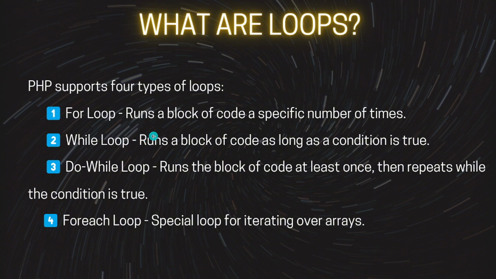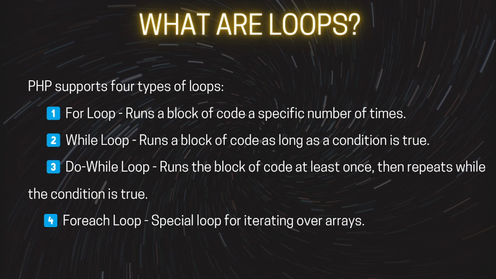First, for loops run a block of code a specific number of times. Second, while loops run a block of code as long as a condition is true. Third, do while loops run the block of code at least once, then repeat while the condition is true. Fourth, foreach loops, special loops for iterating over arrays.